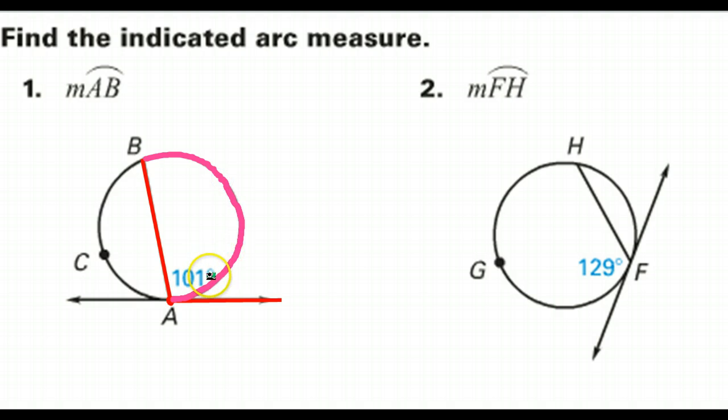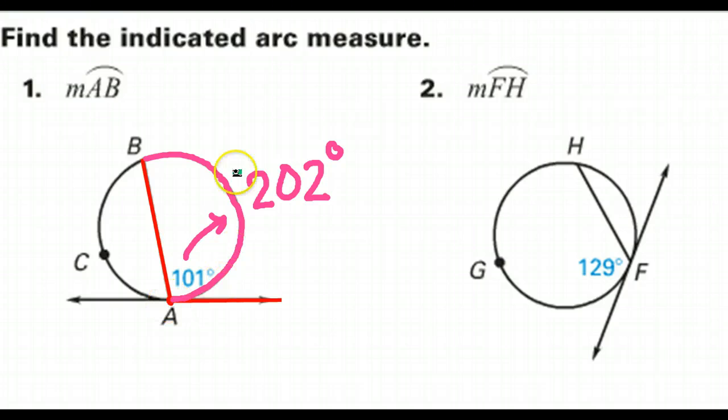Okay, so an inscribed angle, remember the arc should be double the angle. So if the angle is 101, that means the arc is going to be 202 degrees. Well, that's a lot of ink. Now, what are we being asked to find though? We are being asked to find the measure of arc AB. Is this arc AB? From here to here, is that arc AB?